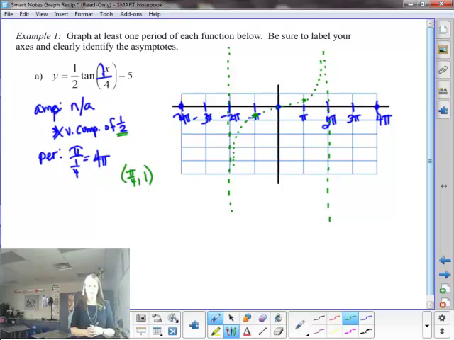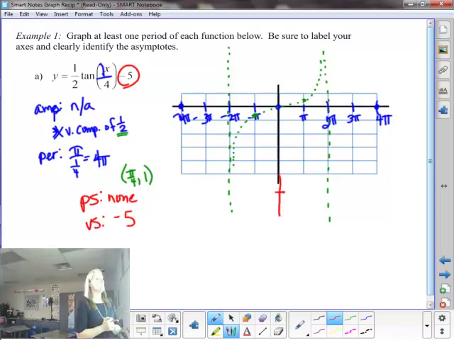Why did I draw it dashed? You guessed it, I didn't deal with the negative 5 yet. So there is no phase shift here. Phase shift is none, but there is a vertical shift. So all I need to do is take all my dots and move them down.